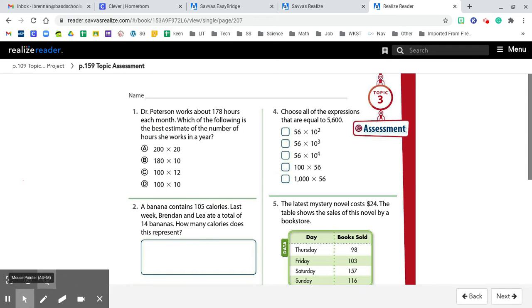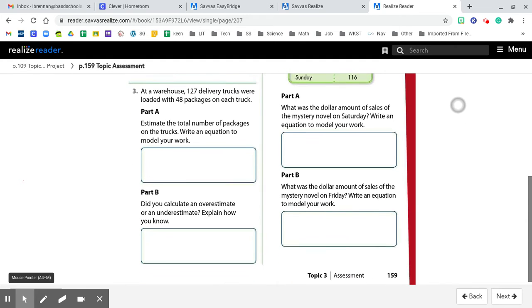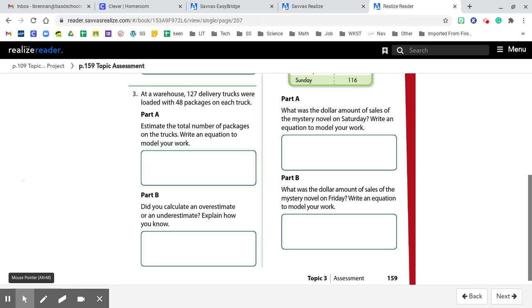Okay, moving down. At a warehouse, 172 delivery trucks were loaded with 48 packages on each truck. Part A, estimate the total number of packages on the truck. Write an equation to model your work. And part B, did you calculate an overestimate or an underestimate? Explain how you know. So we have 127 delivery trucks with 48 packages equals the total, whatever the total is.